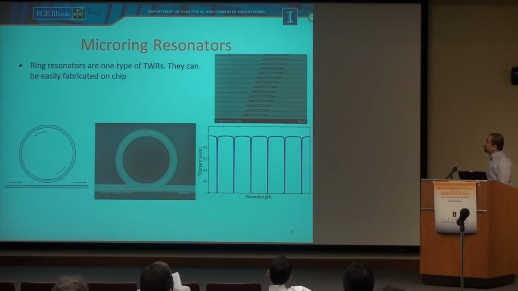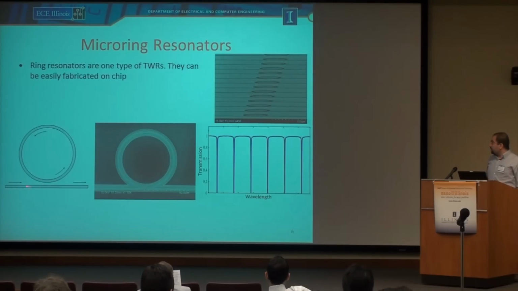We are mostly interested in the microring resonator. The main reason is that they can be fabricated on a chip, so we can fabricate a lot of these devices very close to each other. The fabrication can be controlled very well because of top-down fabrication.